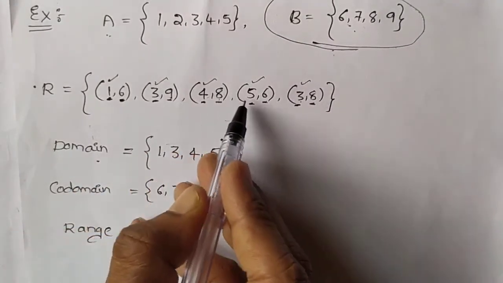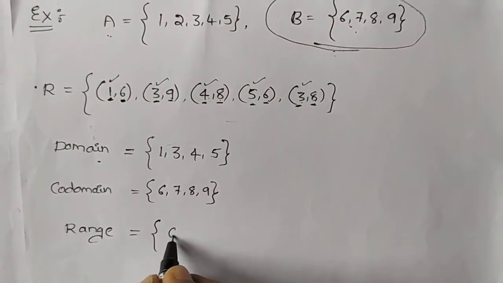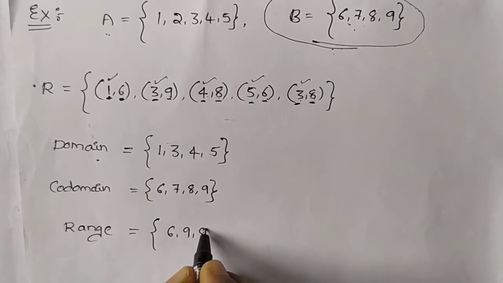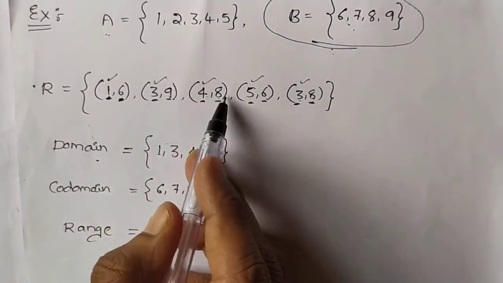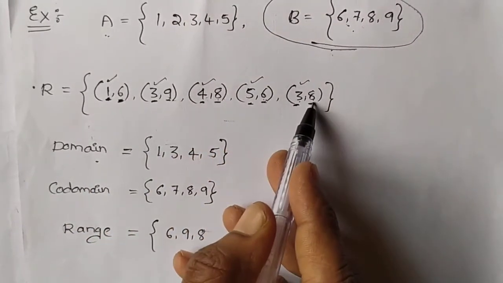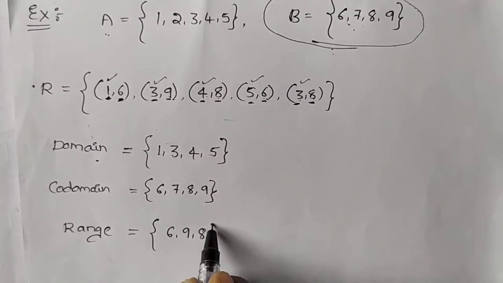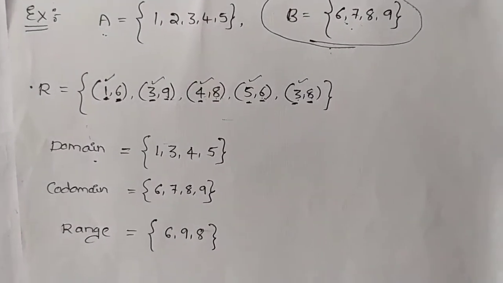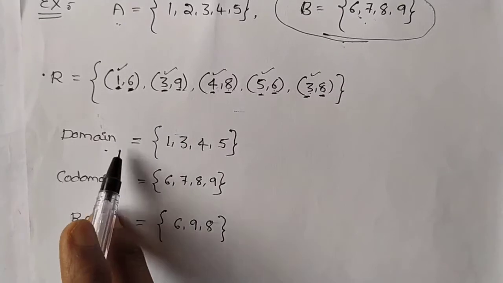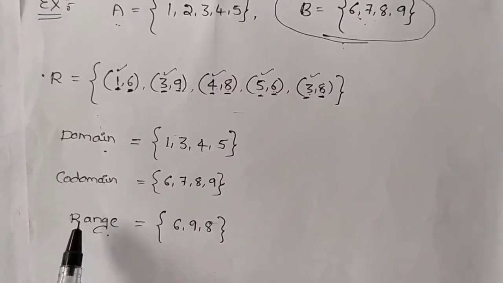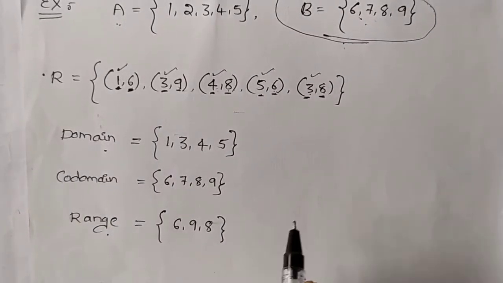6, 9, 8, 6, 8. 6, 9, 8, again 6, again 8 we have. We should not repeat the elements. 6, 9, 8 are the range. It is the domain, codomain and range of the relation R.